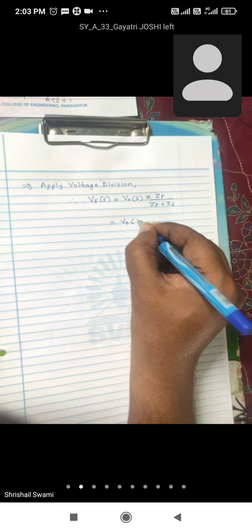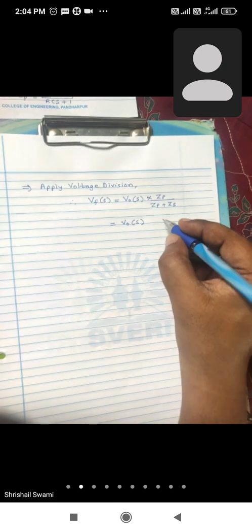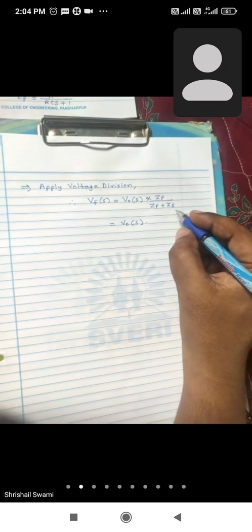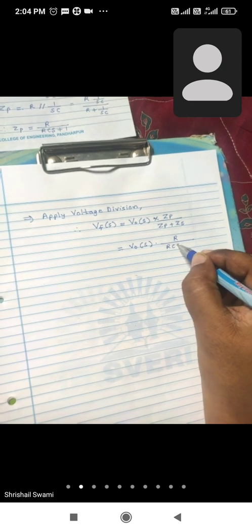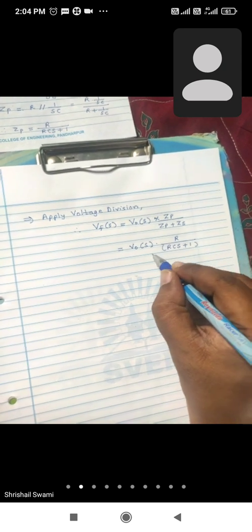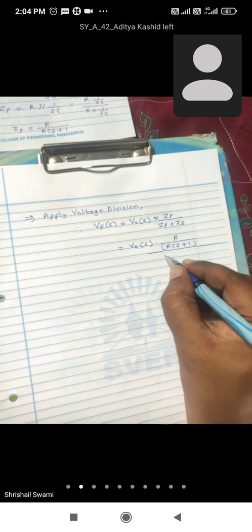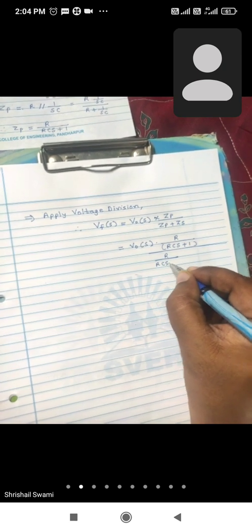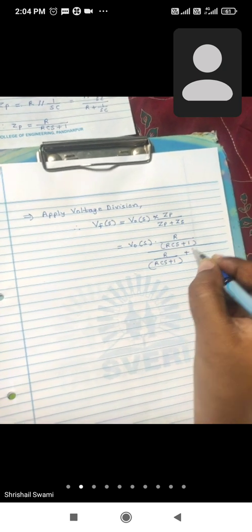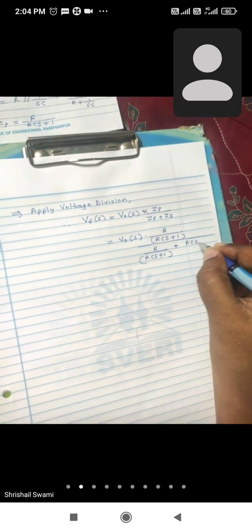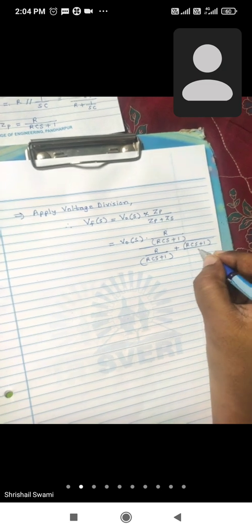So put all those values of ZP, ZS here. V0 of S you can put here as it is. Next, ZP is given as R upon RCS plus 1, R upon RCS plus 1 in bracket. Next, divided by ZP means what, R upon RCS plus 1 as it is, plus ZS means what, ZS means this one, RCS plus 1 divided by SC.